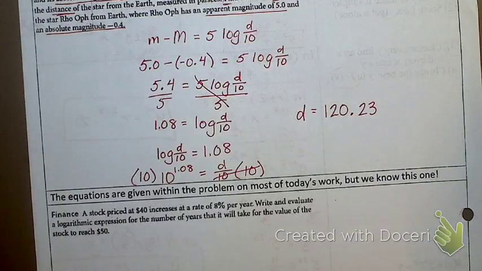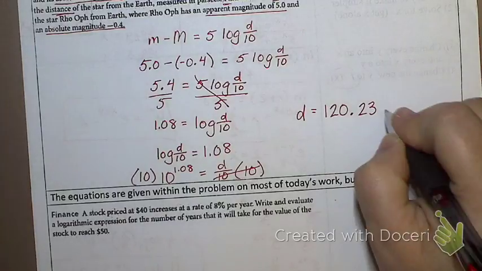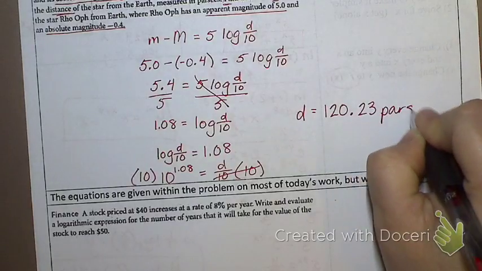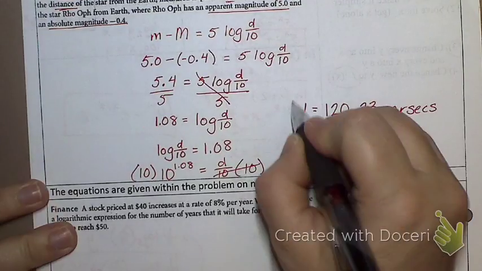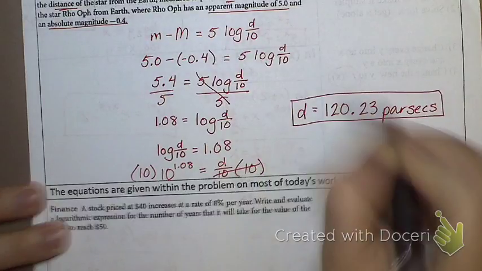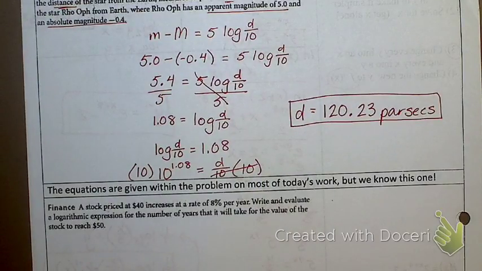And what should I label my answer as? 122.2 or 120.23 what? Parsecs. Which I'm assuming is a measurement of how long something is, but I don't know it off the top of my head. But there's my answer. Any questions there?